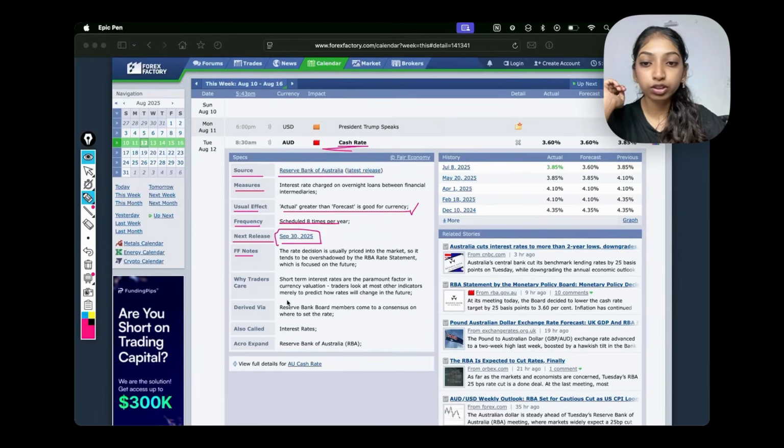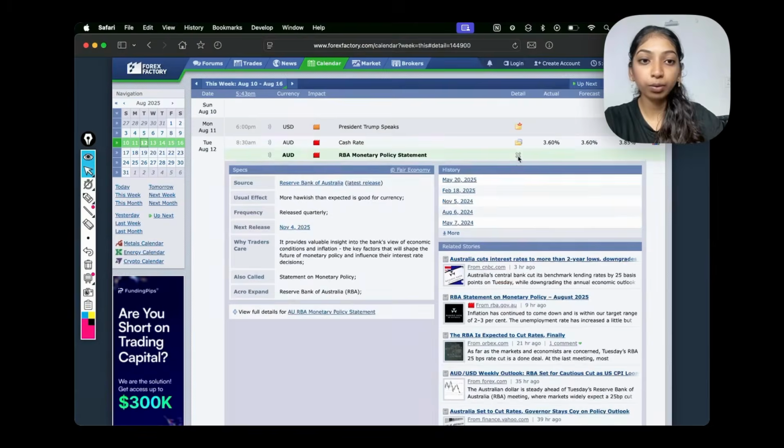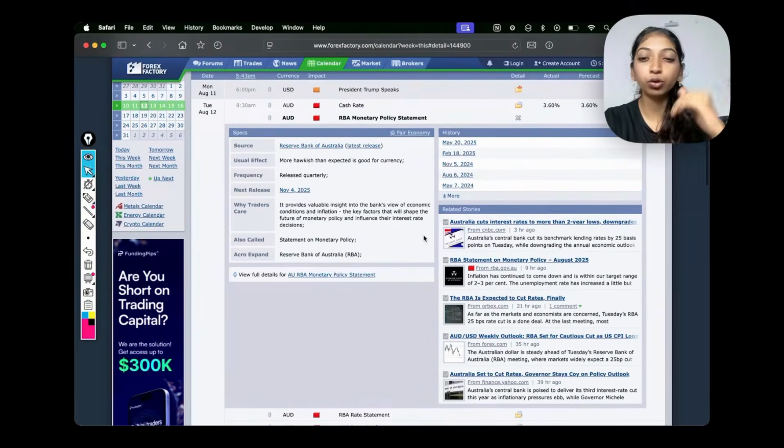FF notes, Forex Factory notes, why traders should care, and it is also called interest rates and so on. You can expand it. And this is all the history of data that's happened before related to this news, and some other stuff related to this news as well. So basically, when you open up any of these folders, it'll give you a more in-depth full explanation of what this news is about, instead of just reading one line or sentence. It opens up a full explanation of what the news measures, why it matters, and how it affects the currency. So build this into a daily habit and you level up way faster than you know.